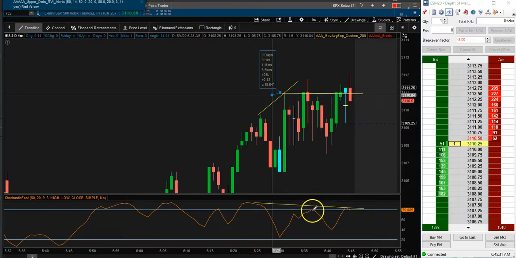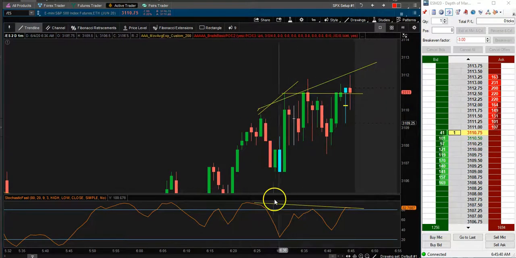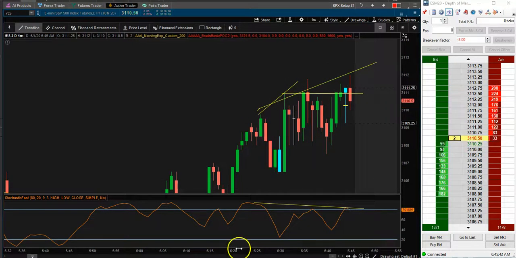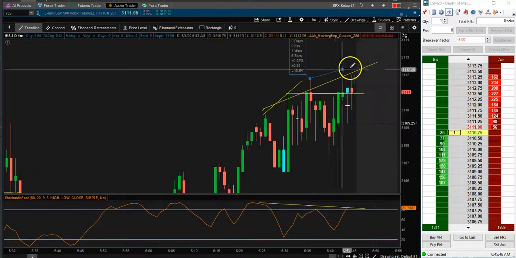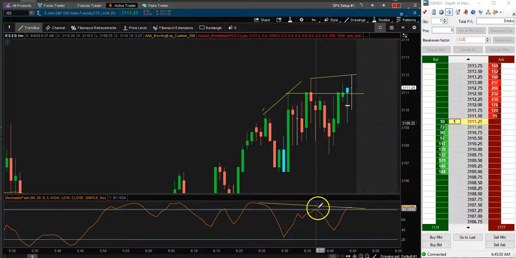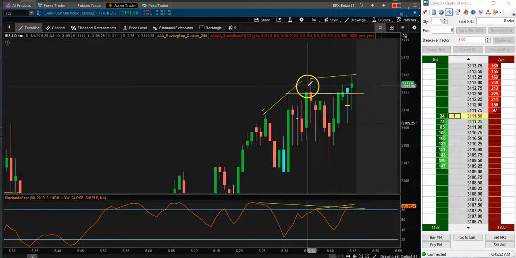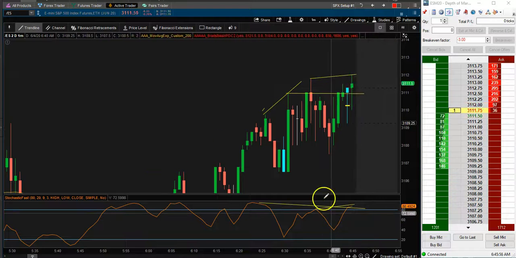But one of the problems here is my screen froze. So here's a bigger divergence, right? If we kind of zoom out and look at the bigger picture. But if I look just from this high to this high, right here, right? Then this high to this high, this is the way the market should work. Price makes a new high, and the stochastic should make a new high.